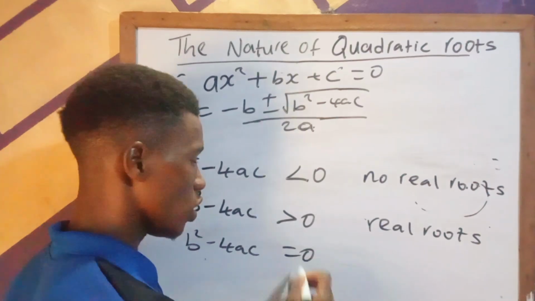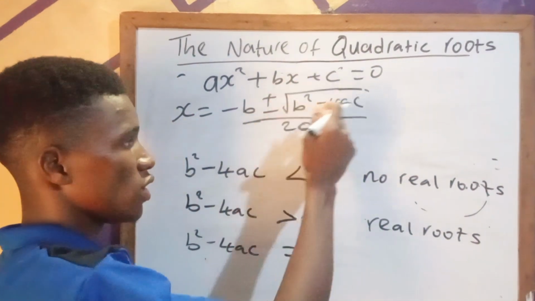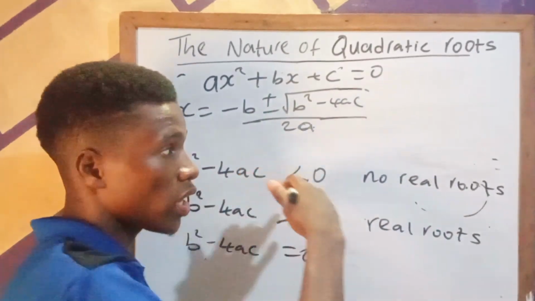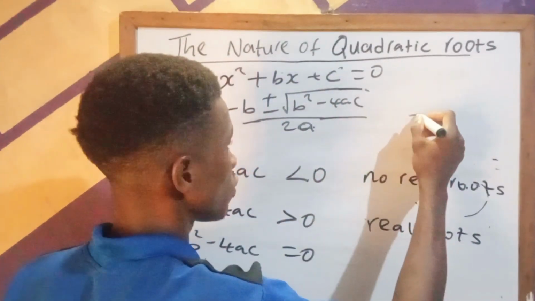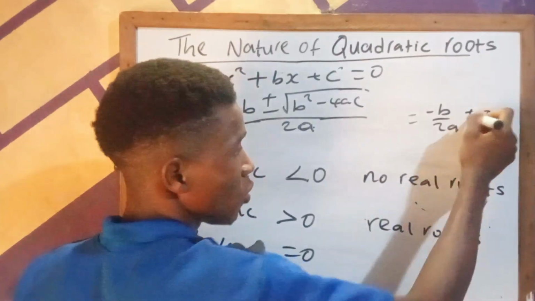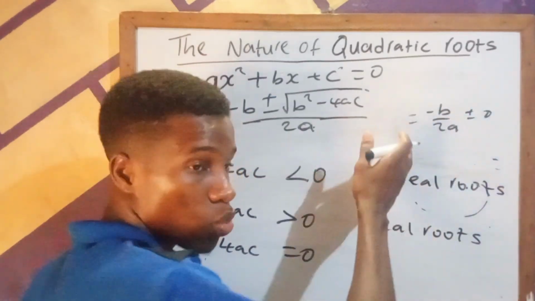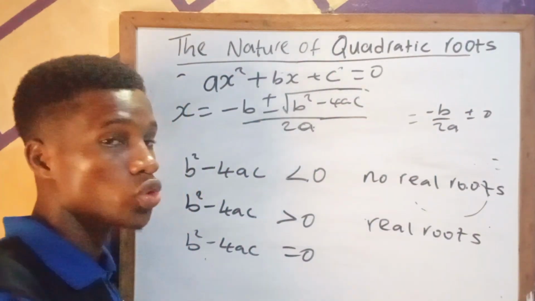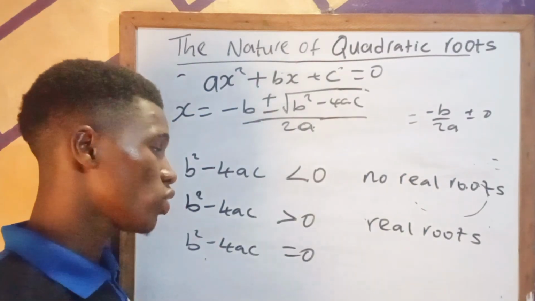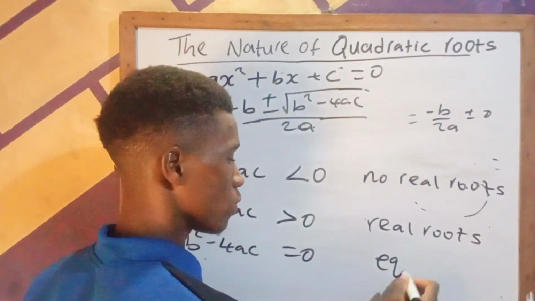Now what if the discriminant is equal to 0? If the discriminant is equal to 0, this particular part of the quadratic formula, that means this particular part of the solution, will totally vanish, so that we'll just be left with minus b over 2a. Plus or minus 0 will not have any effect, so that x1, the first solution, and the second solution will not have any difference. That means they'll just be the same. So this will give us equal roots.